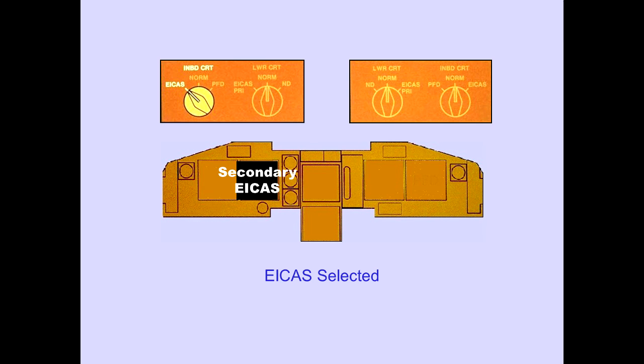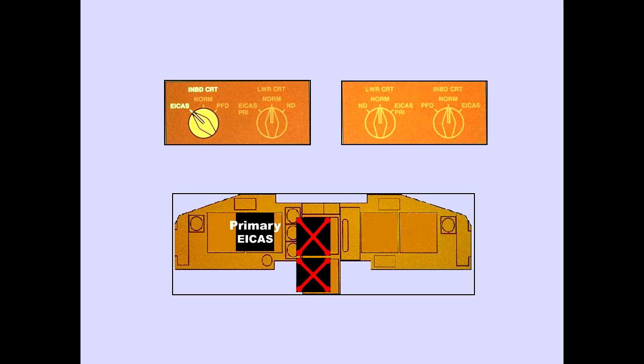The ICAS position of the inboard CRT selector displays the secondary ICAS display on the inboard CRT. Both the upper and lower CRTs fail. Selecting ICAS on an inboard CRT selector transfers the primary ICAS display to that inboard CRT.